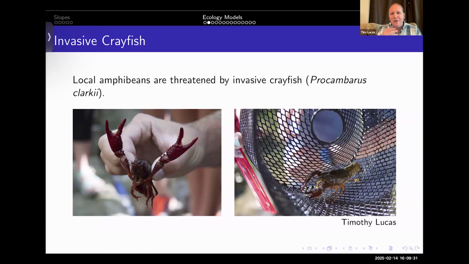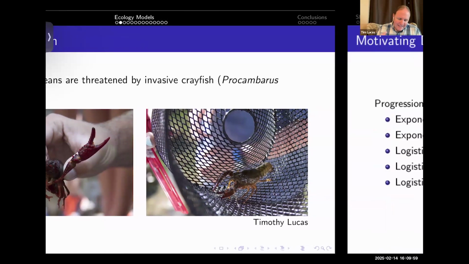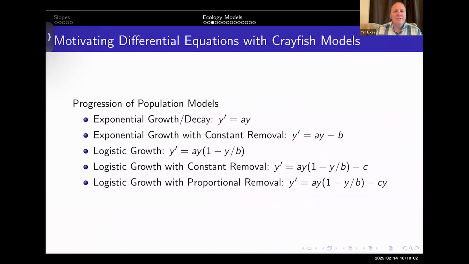So they design these traps so that crayfish can wander into the traps, and then they can't wander back out. And so it makes for an interesting modeling problem, where we have a crayfish population. We can assume that it grows continuously, but then you've got people who are intervening, and they're trying to eliminate the crayfish population from the creeks. And so what I do in my classes is I set up this progression of models, and you'll see how I interact with slopes with these models.